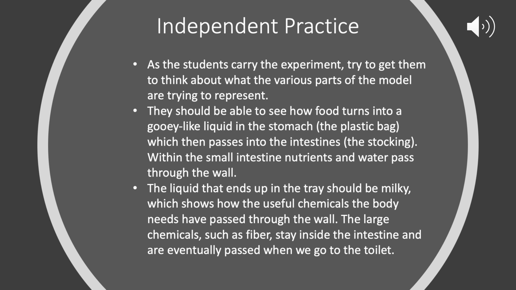For the independent practice, as the students carry out the experiment, try to get them to think about what the various parts of the model are trying to represent. They should be able to see how food turns into a gooey-like liquid in the stomach, which is a plastic bag. Then it passes into the intestines, the stocking. Within the small intestine, nutrients and water pass through the wall. The liquid that ends up in the tray should be milky, which shows how the useful chemicals the body needs have passed through the wall. The large chemicals, such as fiber, stay inside the intestine and are eventually passed when we go to the toilet.